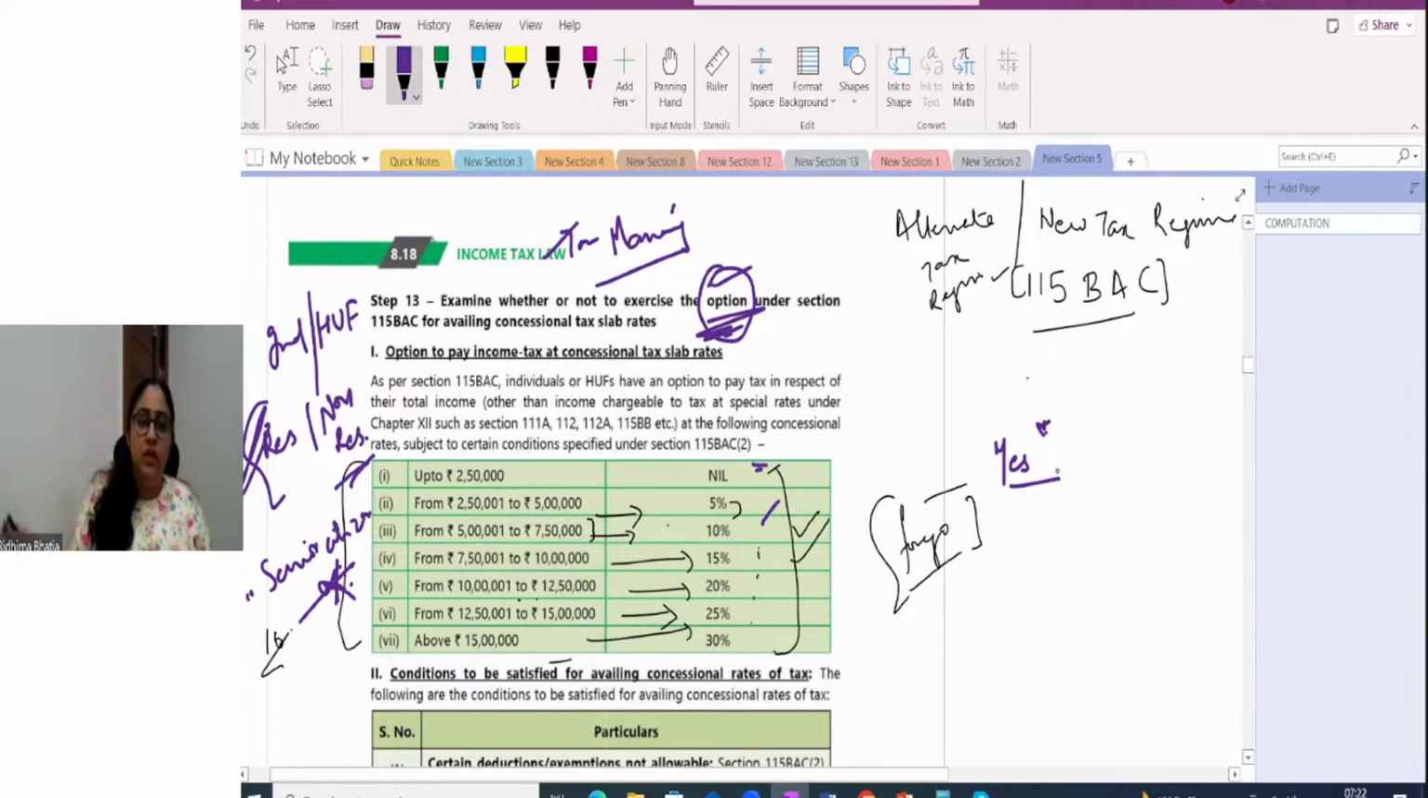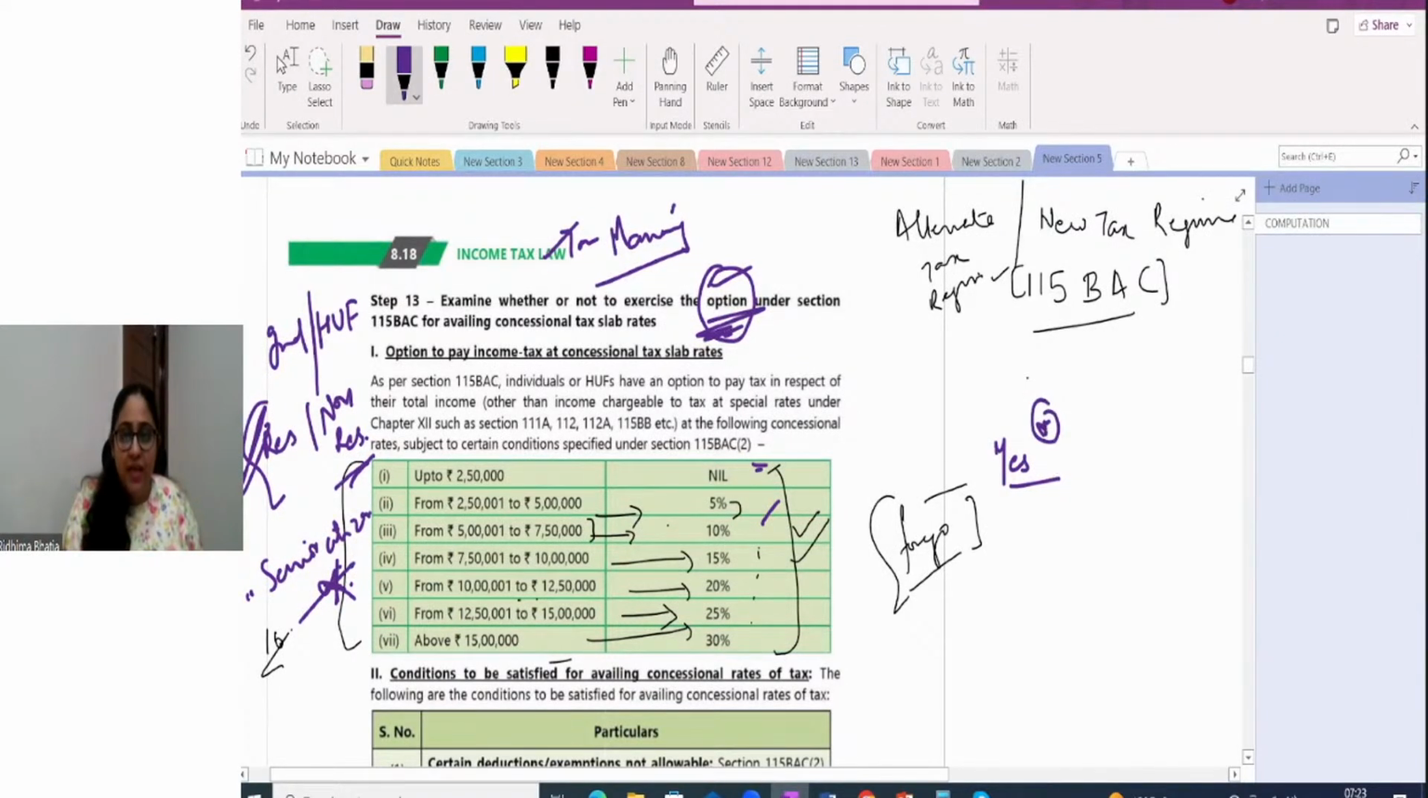Now I have purchased a house. I want to claim the loan interest of it. I will not claim. Once the loan interest is claimed, after that I can come to the normal tax 115 BAC back. So you can switch from this to this, from this to this.